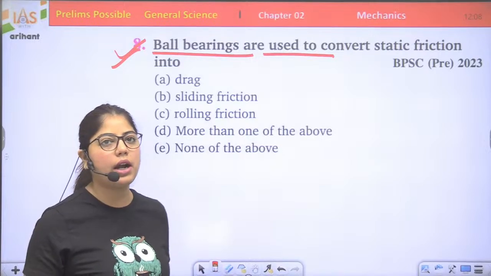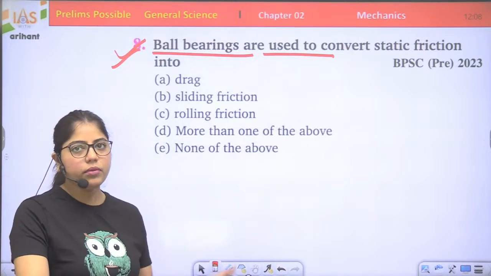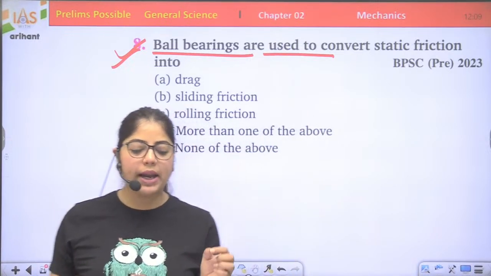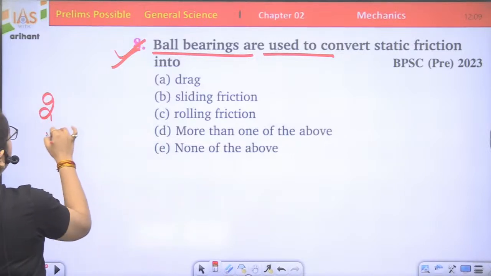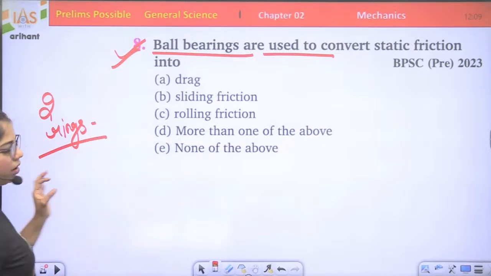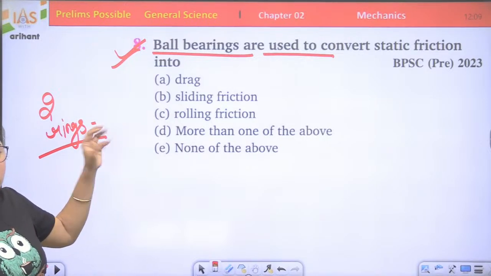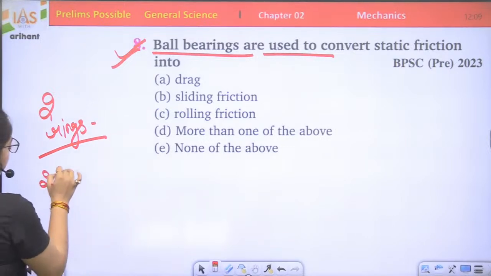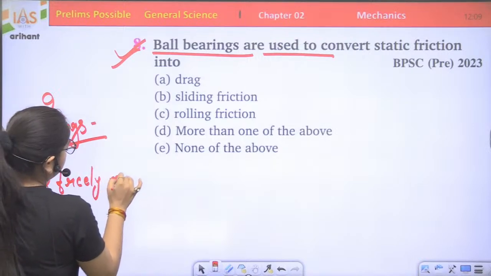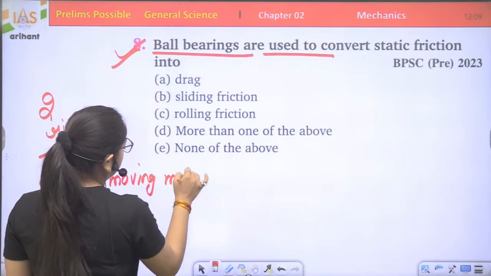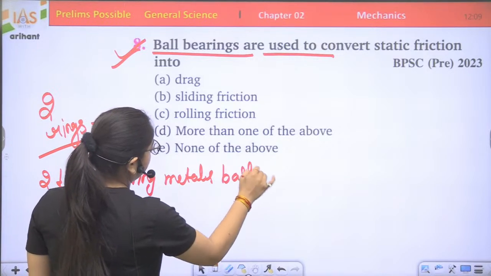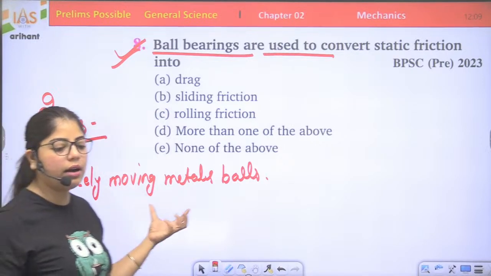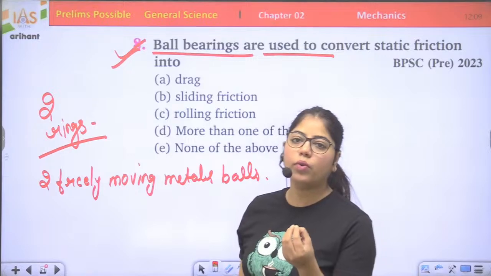First, you must understand what a ball bearing is. See, a device known as a ball bearing is made up of 2 rings, right? It is made up of 2 rings and freely moving metal balls. It is intended to prevent sliding by forcing a machine's moving elements to roll over one another.